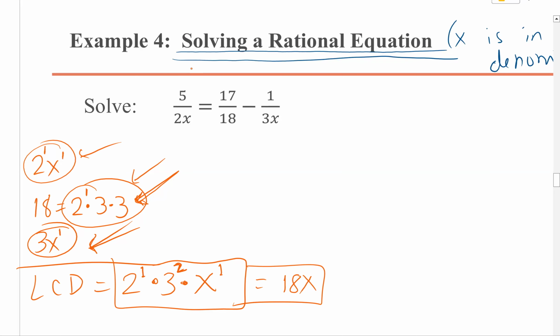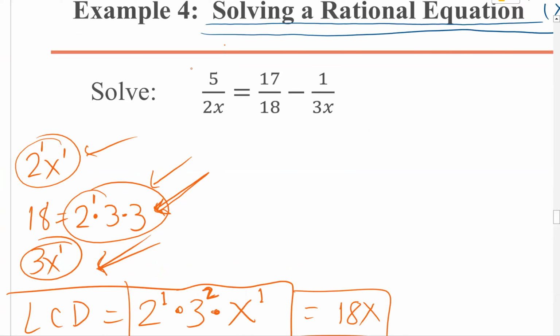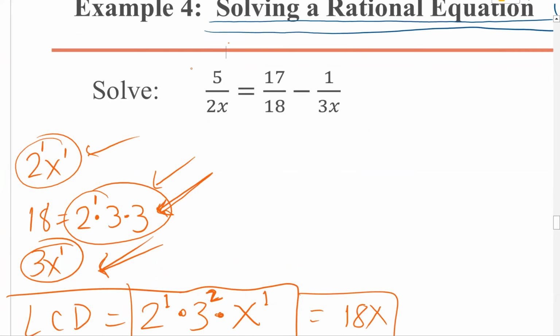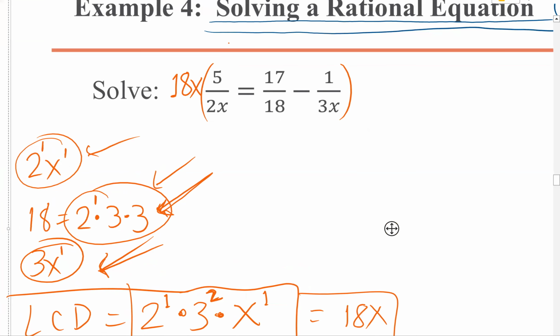Now I'm going to take that, kind of like we did in the previous problem, and multiply everybody by 18x. Last time it was just a whole number, 28. Now I have to involve an x, so it seems a little scarier, but I would go about it the exact same way. That's the LCD of all 3 denominators.